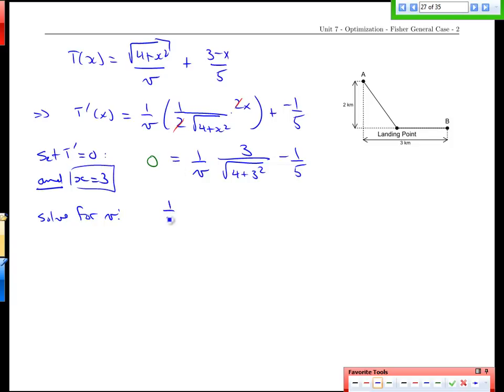We'll bring that over. 1/5 is 1 over v. 3 over the square root of 4 plus 9 is root 13. We'll bring the v up and the 5 over. v is going to equal 15 over root 13, and that is approximately 4.16 kilometers per hour.